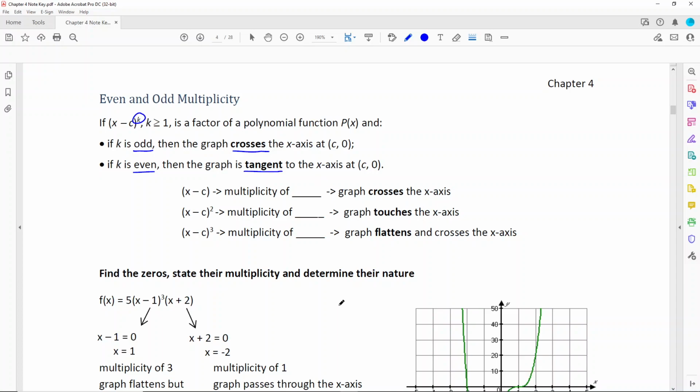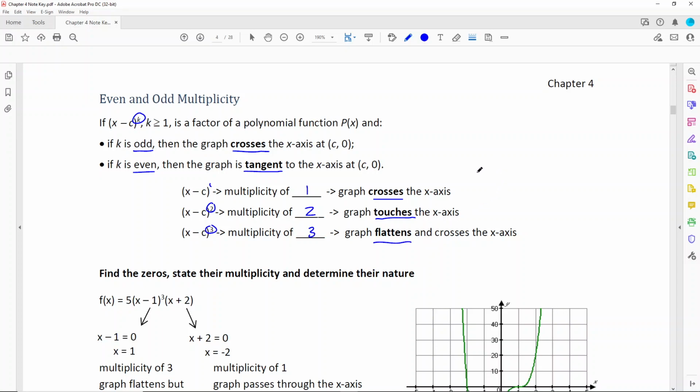And now I'm going to go one step further. If the exponent is a 1, we say that this has a multiplicity of 1 and it's going to cross the x-axis. If the exponent is a 2, we say there's a multiplicity of 2 and it will touch the x-axis, so it'll be tangent to it. I call it just touching because it feels easier. And then if the exponent is 3, it's a multiplicity of 3 and the graph will flatten.